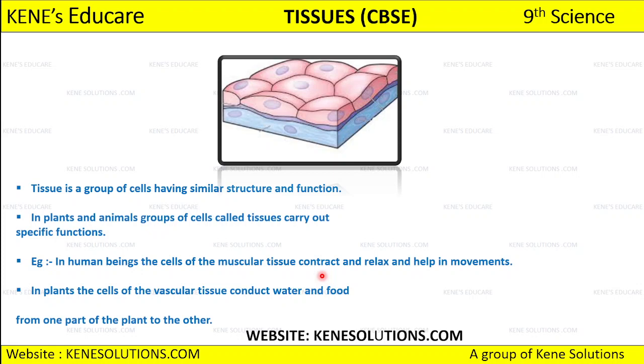Okay, so in plants, the cells of the vascular tissue, now what is inside plants? In plants we have this vascular tissue that conducts water and food. So we have two different types of vascular tissue in plants. The first one is xylem and the second one is phloem. So these are two important vascular tissues. Okay, so xylem conducts water in the plant and phloem conducts food.